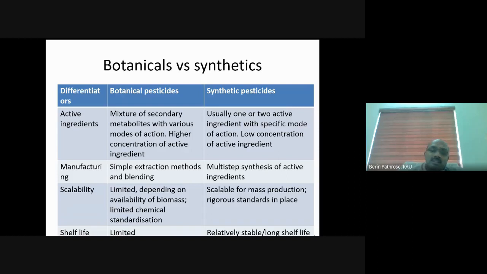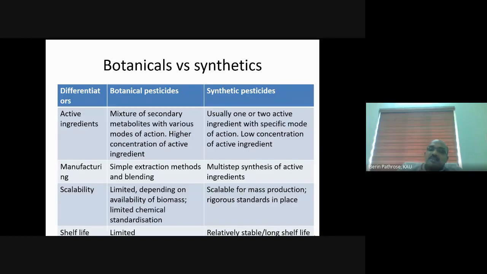But if the plant material is limited, take the example of pyrethrum. Pyrethrum is available from the flower of a plant called Chrysanthemum cinerariifolium, which is also called Tanacetum cinerariifolium. But it can be grown only in certain areas. So the availability of chrysanthemum flowers is extremely low, and the cost of pyrethrum is extremely high because of the limited availability of pyrethrum flowers. So the availability of biomass is a critical feature for the scalability of botanical pesticides.